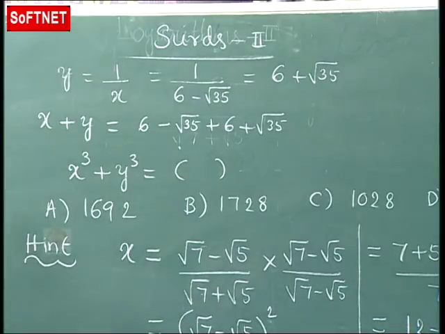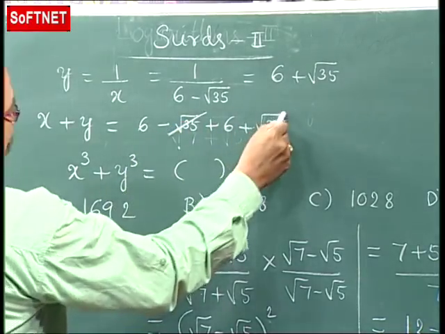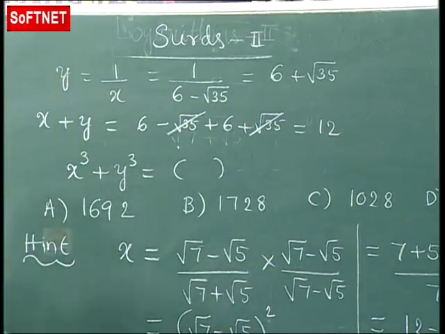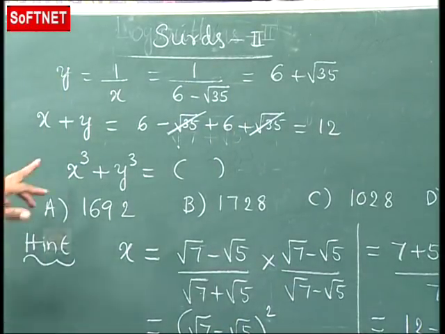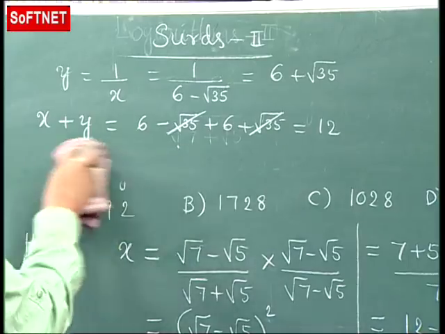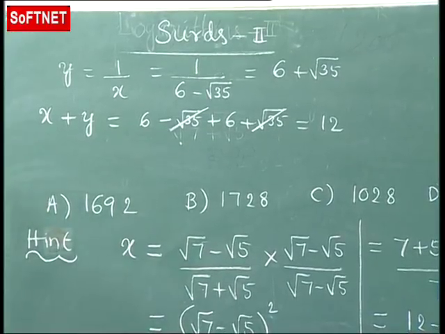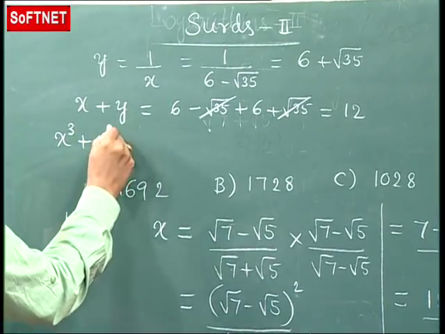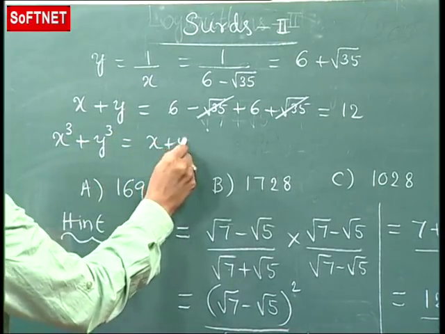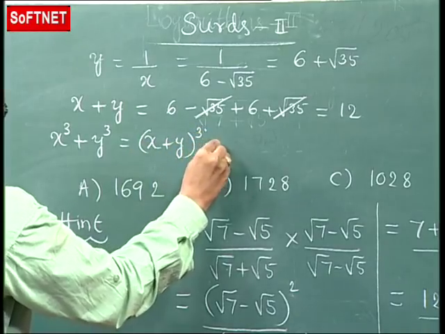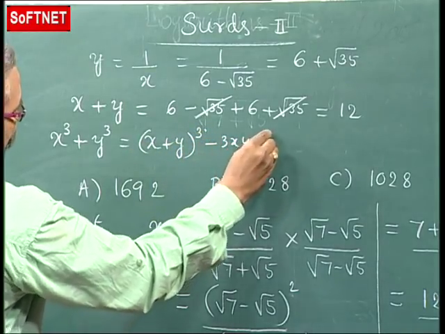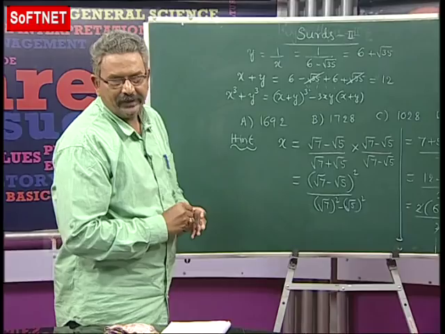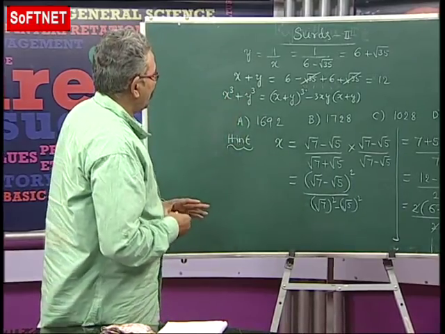Now simplification, this gets cancelled, 6 plus 6 is 12. Now we have to find out x cube plus y cube. We know the formula for x cube plus y cube. This can be written as x plus y whole cube minus 3xy into x plus y. You can expand, you will get x cube plus y cube only.